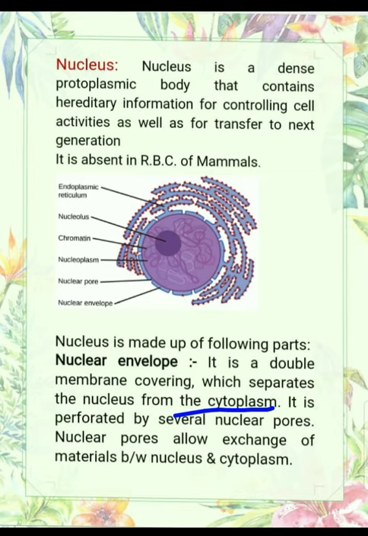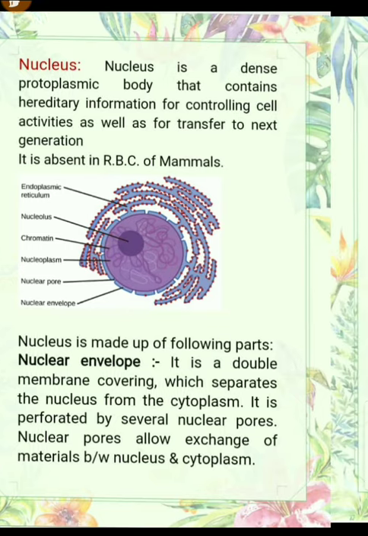And there is one more thing: it is perforated by several nuclear pores. You can see the nuclear pores easily here. These are the nuclear pores. Means the membrane is not complete, it has some pores in it, for the exchange of material between the nucleus and cytoplasm. Means through these pores the material can go outside and the material can go inside as per requirement.